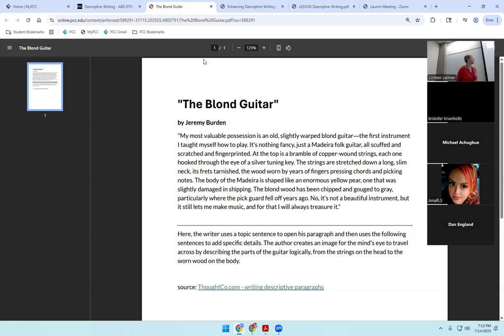So again, the comment here is that the writer is using a topic sentence. He's talking about his most valuable possession. It's an old, slightly warped guitar. Then he's going into details about why he values it and more about what it looks like.